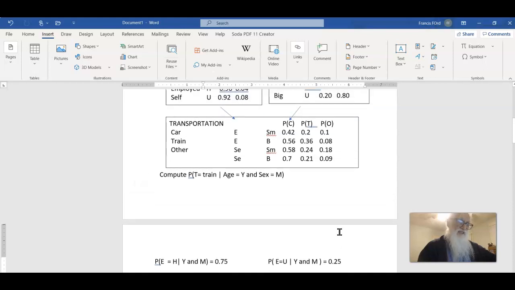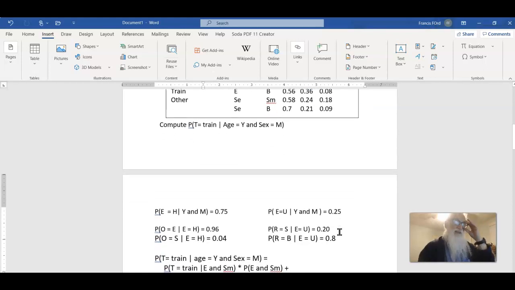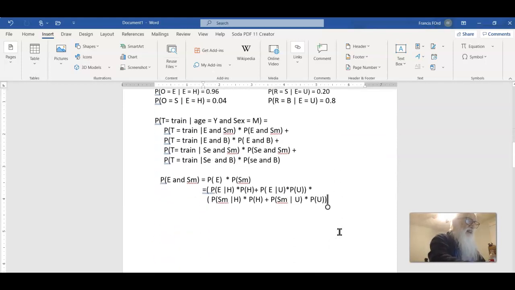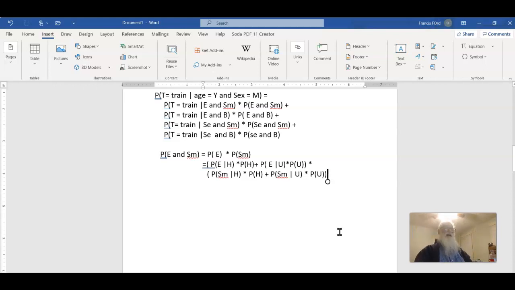And here's where I'm going to start showing you that you might want a computer to do this. I'm going to start down here. I want the probability that T is a train given age is Y and sex equals M. Well, that's the probability that T is a train given E and SM, times the probability of E and SM, plus the probability of E and B times the probability of E and B, and so on. And in each case, it's these four.